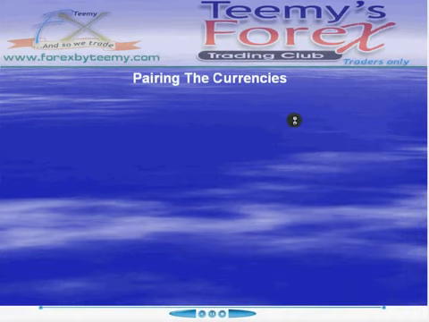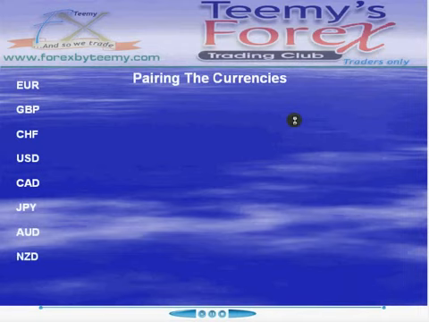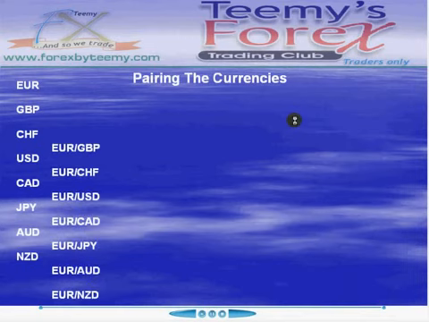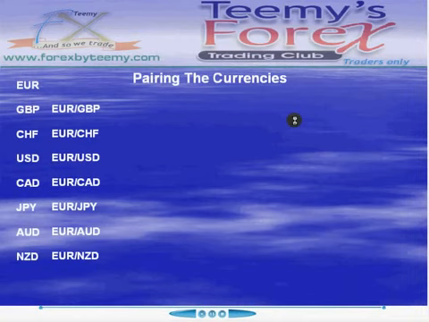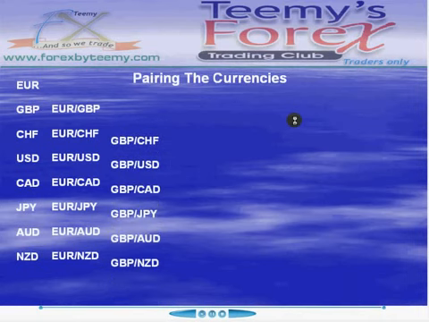Pairing the currencies together. Our normal 8 currencies are the euro, the pound, the CHF, the dollar, the Canadian dollar, the yen, the Aussie, and the Kiwi. Now when we have the euro knocking against all the other 7, because remember we have 8 currencies, we have Euro GBP, Euro CHF, and so on and so forth. Since we already had the euro knocking against the pound, there's no need to duplicate GBP Euro again. So GBP coming down, we have 6 more currency pairs being formed.